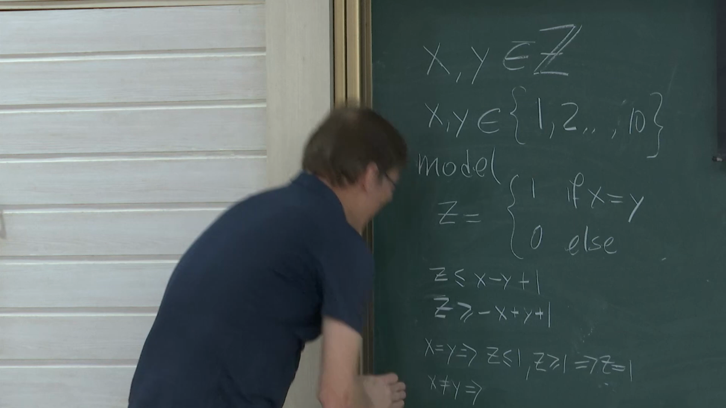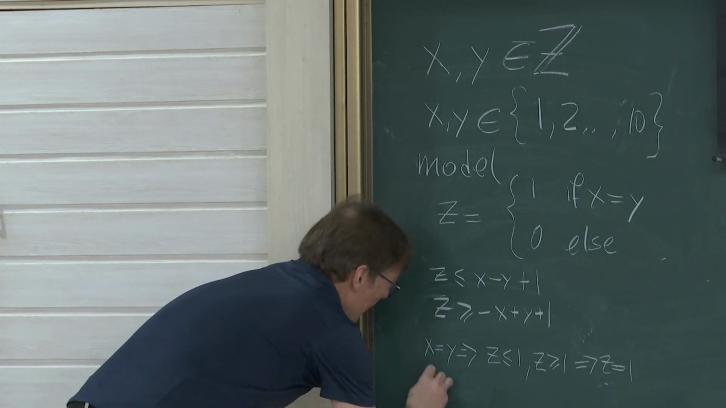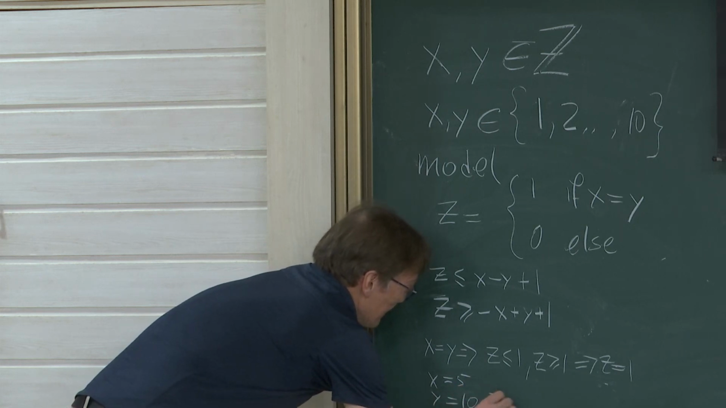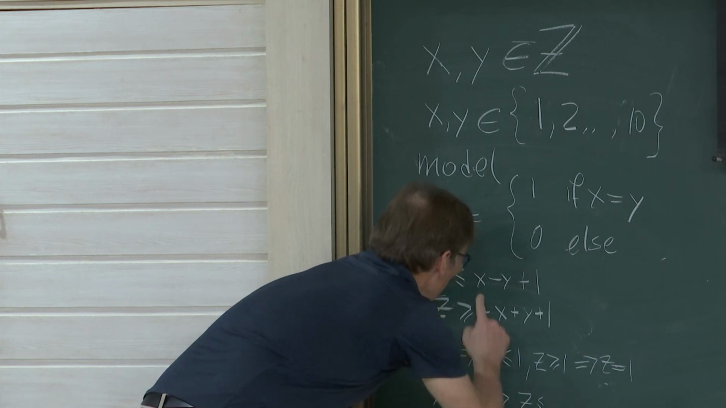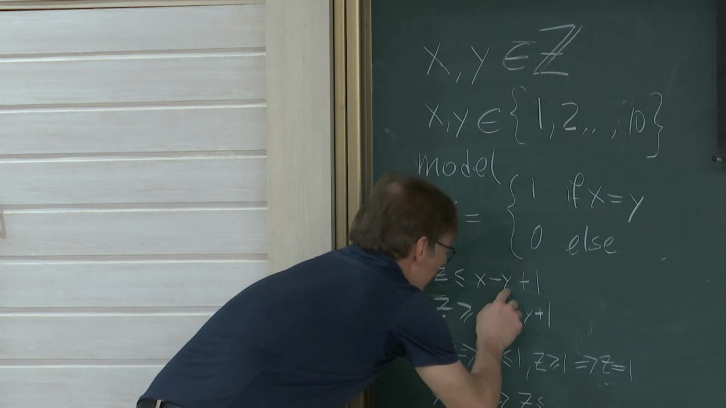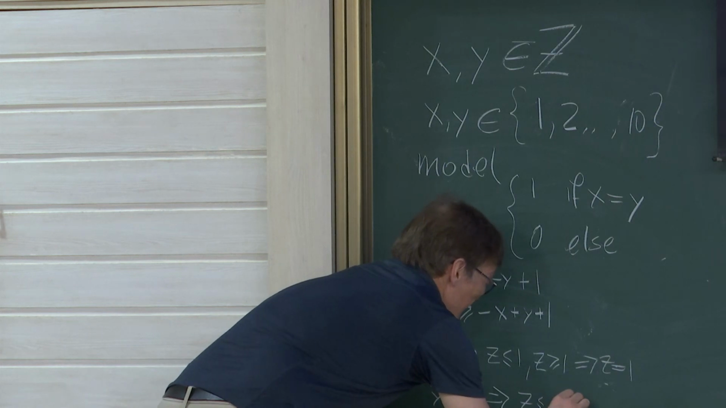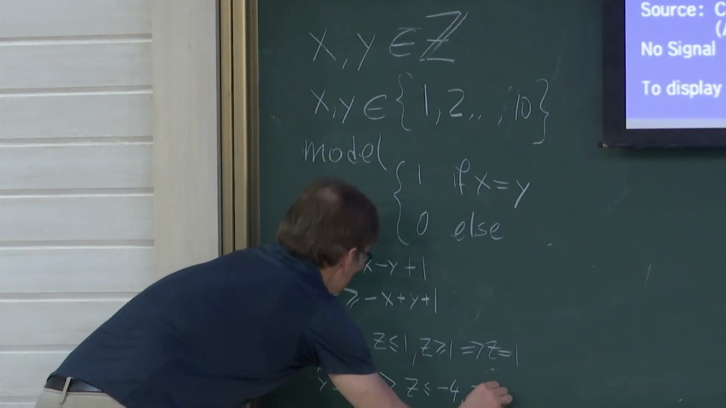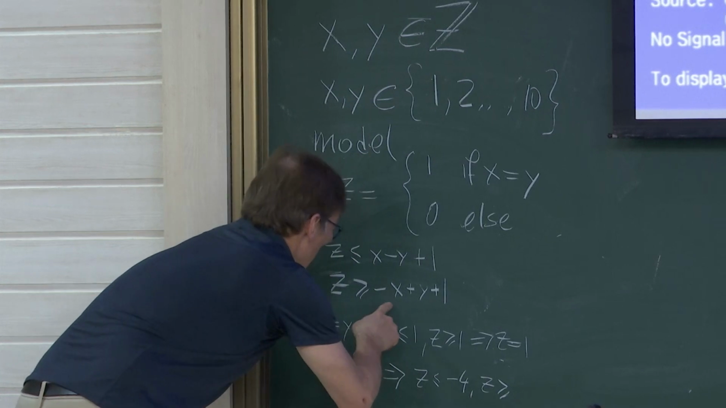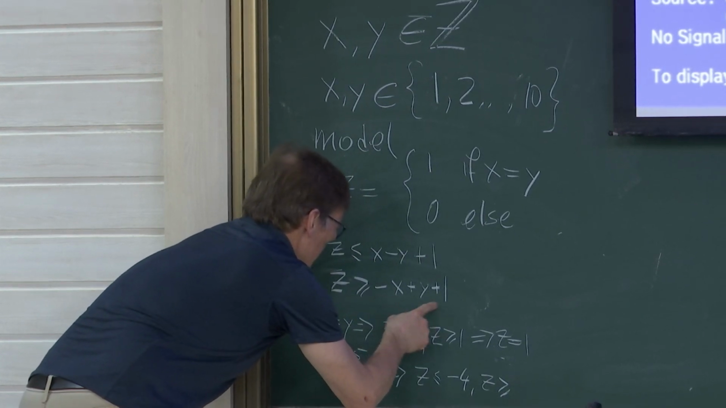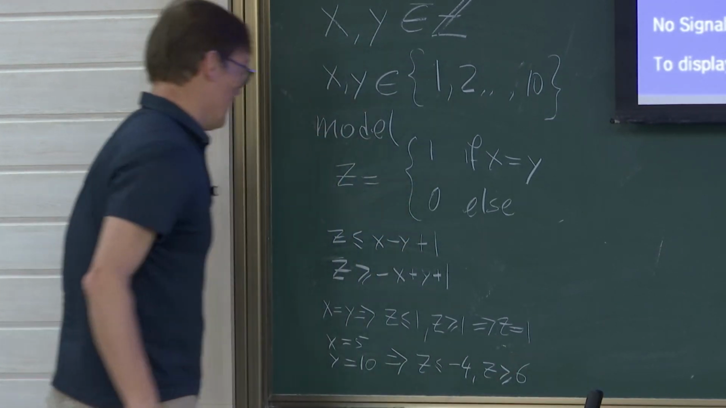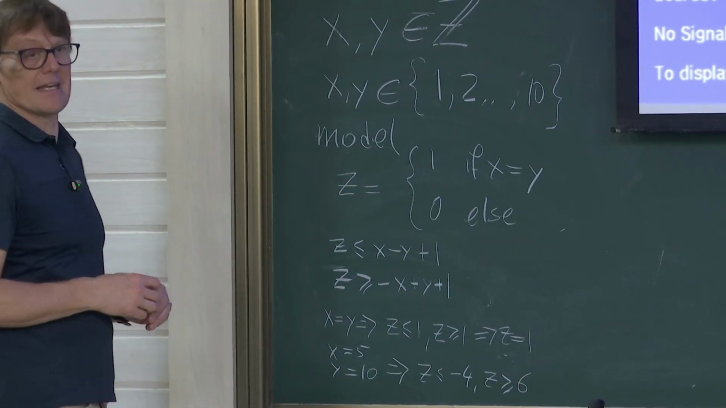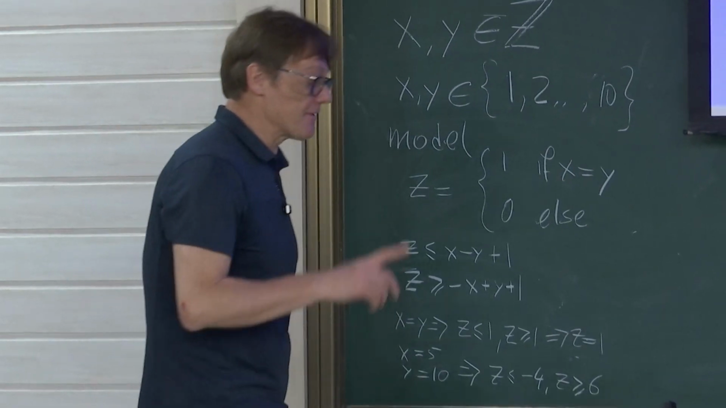Let's try the same again, right? If x is 5 and y is equal to 10, then I get z less than or equal to 5 minus 10 plus 1, which is minus 4, and z greater or equal to minus 5 plus 10 plus 1, so minus 5. 6. Oh, unless I made a mistake. Okay, I have another solution.